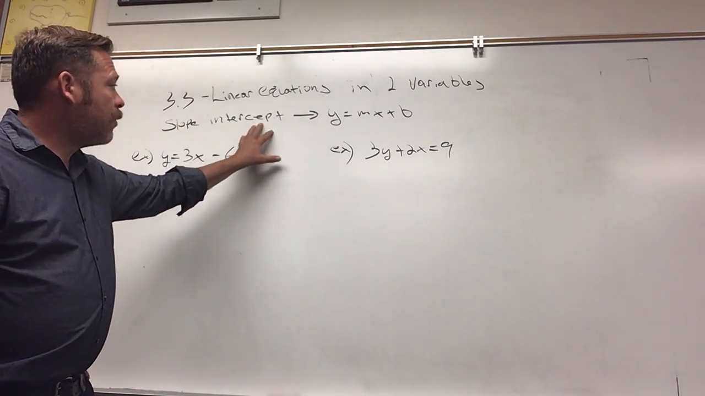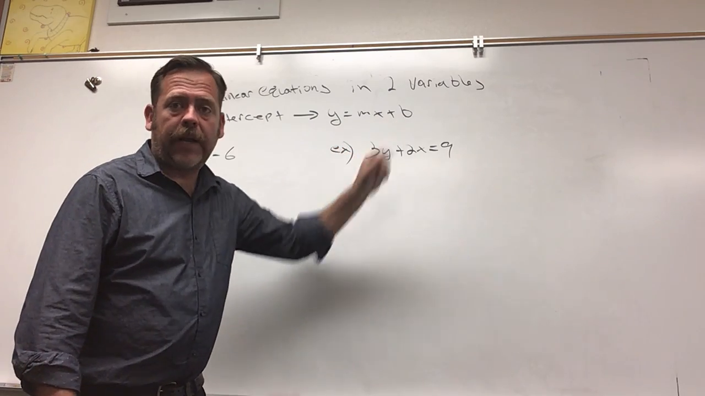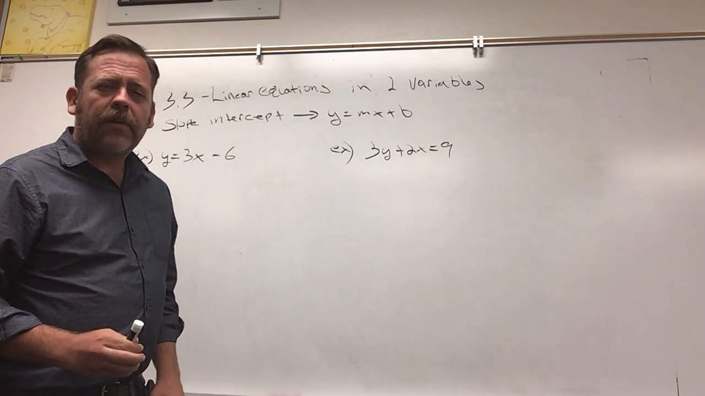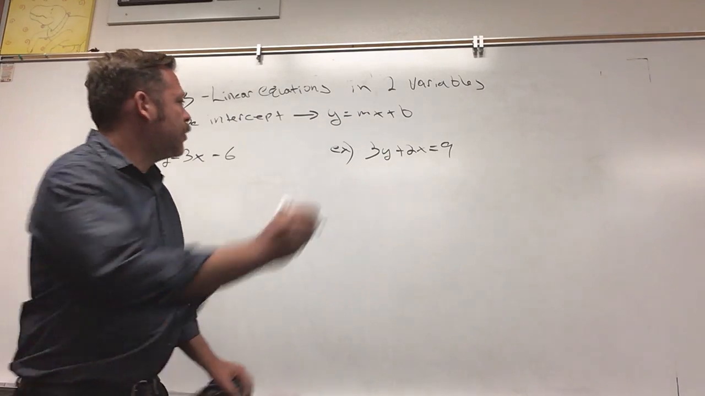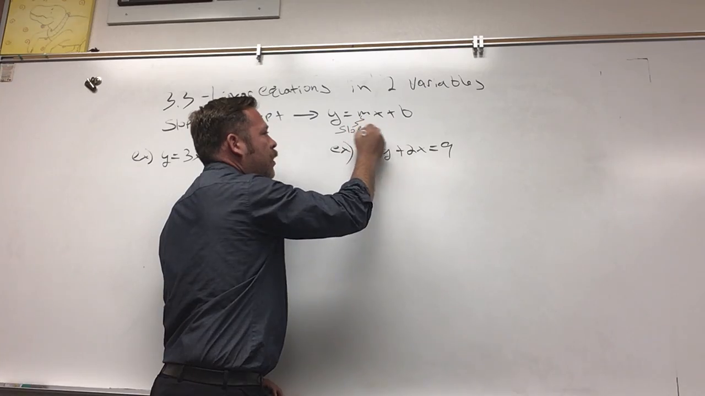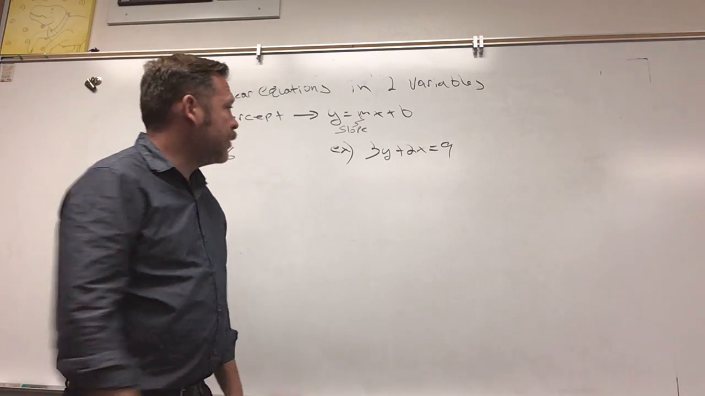So slope intercept form is this, y equals mx plus b, where the m, the number in front of the x, is the slope. You want to make a little squiggle that shows that? Sure. So I'll make a little squiggle. We'll call that slope. And the b is the y-intercept.